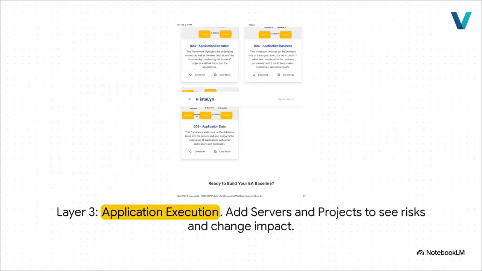Next up is the execution layer. So by cataloging the servers our applications run on and then mapping the projects that are going to impact them, we unlock a whole new level of insight. We can now spot hidden risks, like, say, a critical app that's running on a server that's about to go end of life. This is absolutely essential for managing technical debt and for planning big changes without causing total chaos.